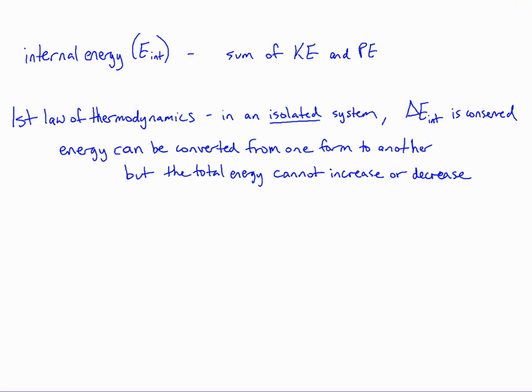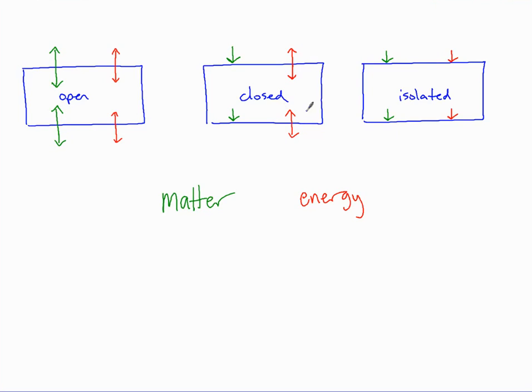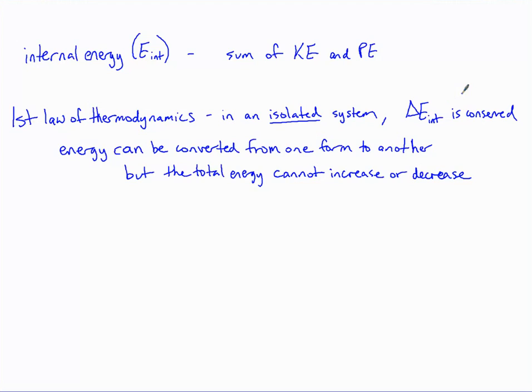So we're coming up to the first law of thermodynamics. And the first law of thermodynamics is specifically talking about an isolated system. In an isolated system, remember, that's the one where, if we go back, it was here. There's no matter getting in, no matter getting out. Same with energy, nothing in or out. So in an isolated system, the change in the internal energy of a system is conserved, meaning it's constant. It's not going to change.